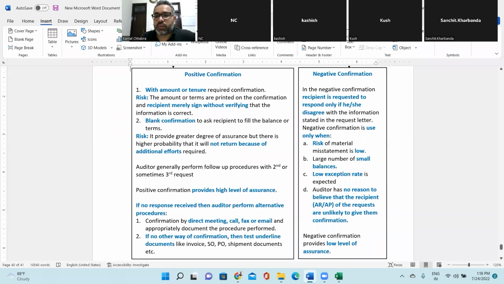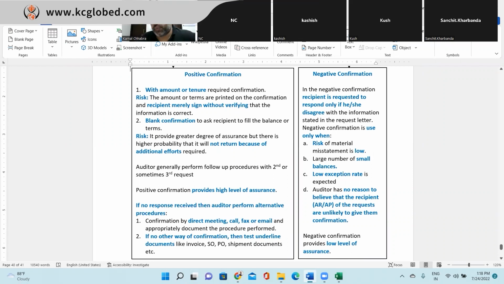So I understood what negative confirmation is and when we can send it. Yes, sir. And this provides a low level of assurance. When we do not need a high level of assurance, then we will be sending the negative confirmation. Now coming to the positive confirmation. For litigations, claims, assessments, significant matters, and high risk areas, it's mandatory to send the positive confirmation. You cannot send the negative confirmation in those areas.